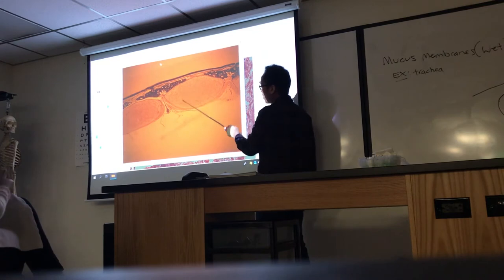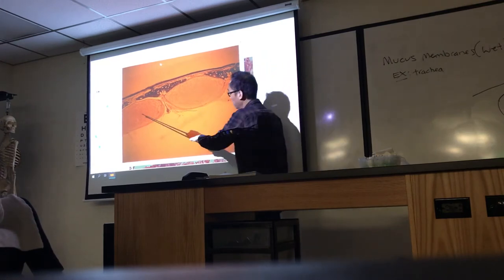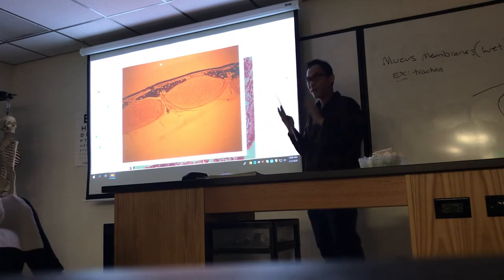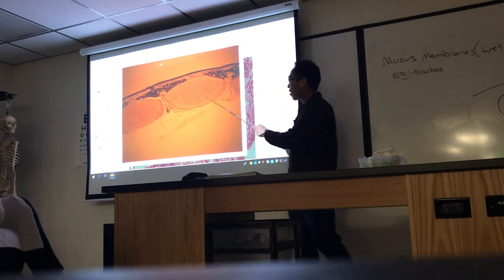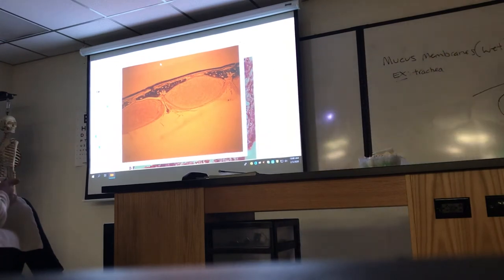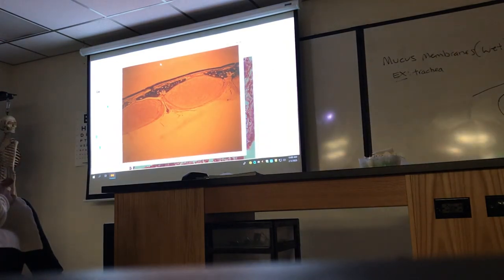400x, okay? These big things, these are the stiff cartilage rings that keep your airway open, so when you suck air through it, your airway doesn't collapse. So we'll get the cartilage later, but the epithelium is right there, so I'm going to put that under 400x. This is 40x.